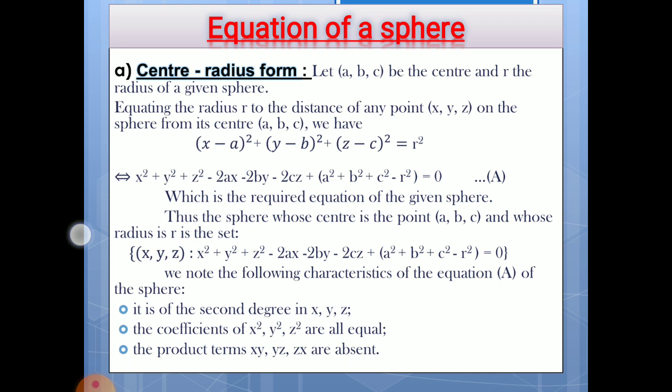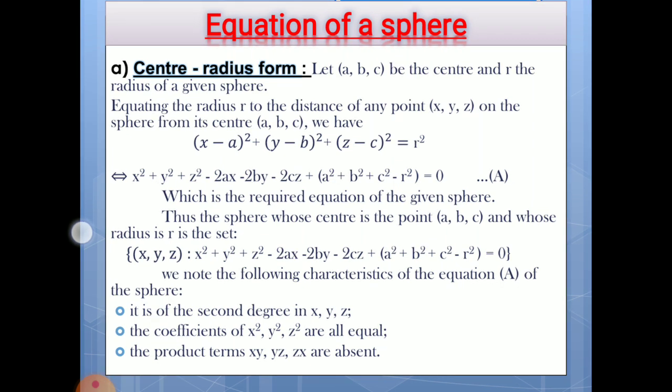Second characteristic is that the coefficients of x square, y square, z square are equal. Here you can say that for x square, y square, z square the coefficient is 1. There may be any constant k. And the product terms xy, yz and zx are absent.